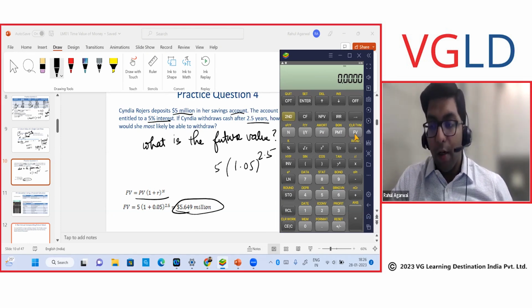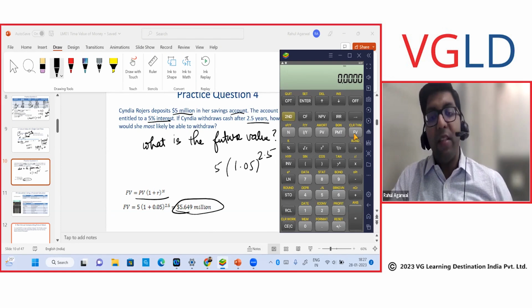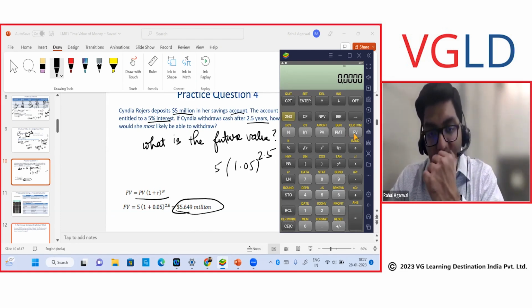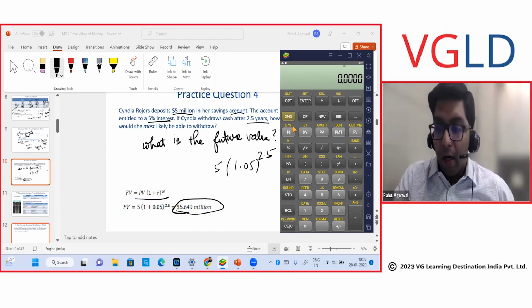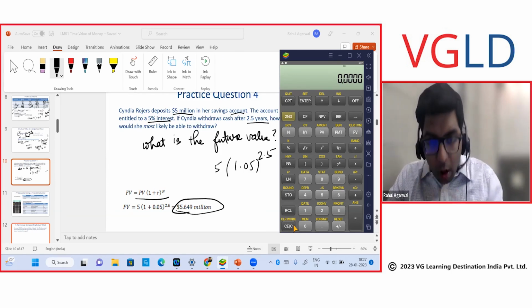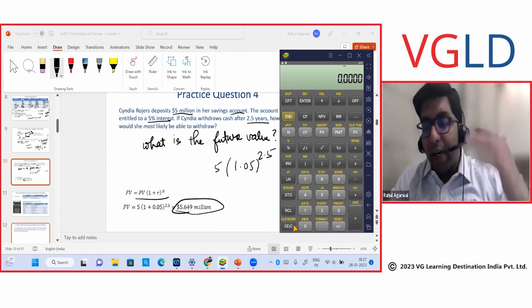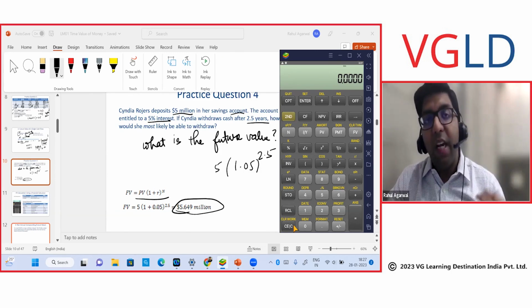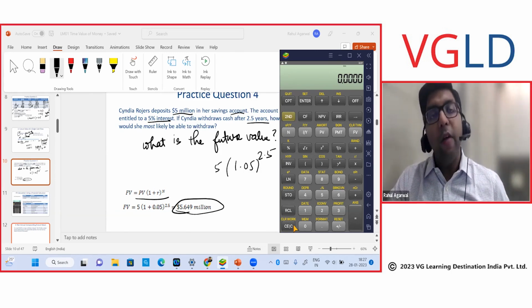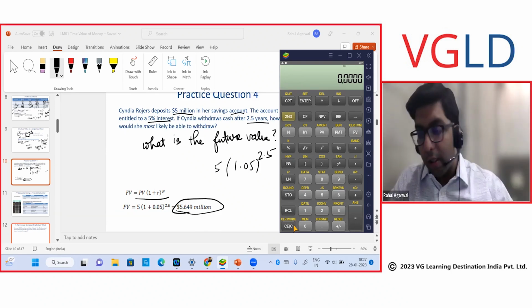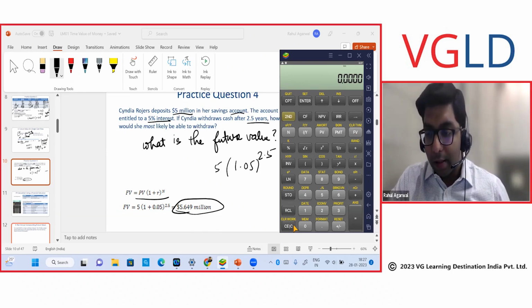So when I press second, I am basically trying to press clear TVM, not FV. FV is the first button. If I press second and then FV, it becomes clear TVM. So I am clearing all the past data in the calculator. Second, clear TVM, second, clear work. Any past data in the calculator which can impact my calculation will automatically be erased. You need to do this every time you do a fresh calculation. Okay, so just remember this.